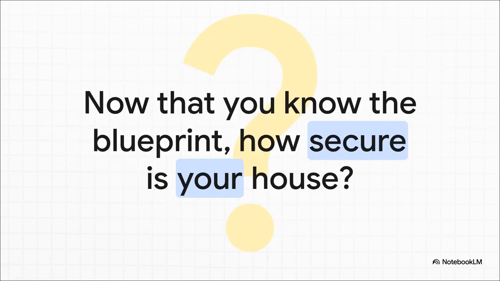So as we wrap up this explainer, I just want to leave you with a question. We've walked through the whole blueprint, right? We've talked about confidentiality, integrity, and availability. We've looked at the gatekeepers, authentication, authorization, and accounting. And we've even checked out the alarm systems. So take a second and really think about it. How secure is your digital house?